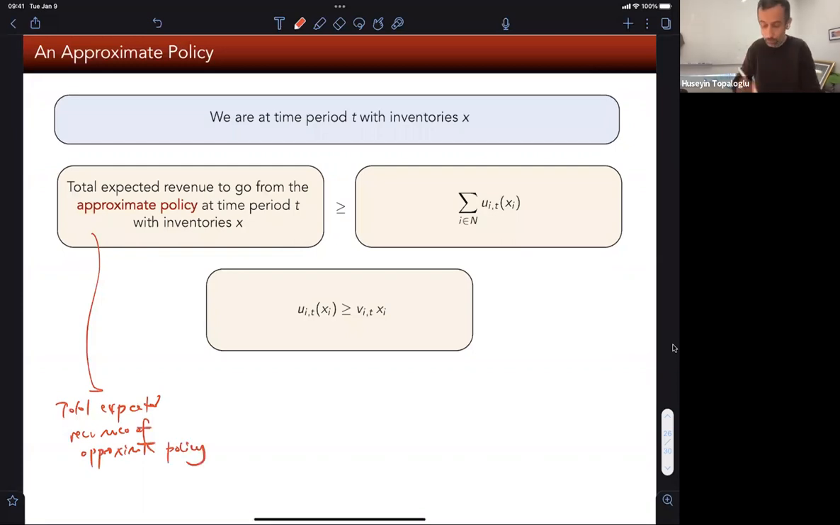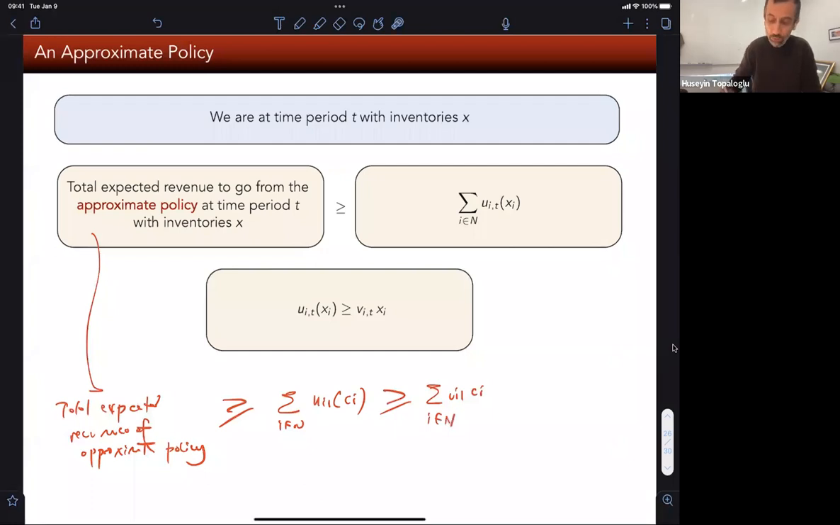Total expected revenue of the approximate policy. So I'm computing the first inequality at the first time period at the initial inventories. That is lower bounded by the valuation of the initial inventories according to our capacity-dependent bid prices. But we know that these are lower bounded by the valuations according to the time-dependent bid prices. That's the second inequality.